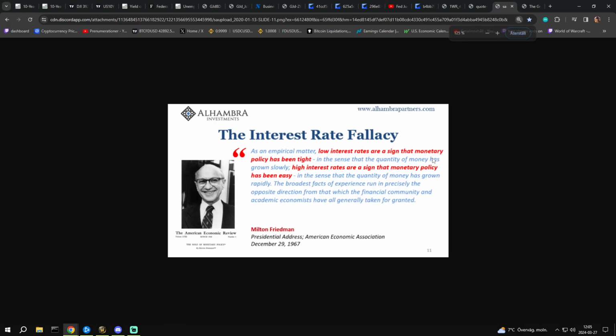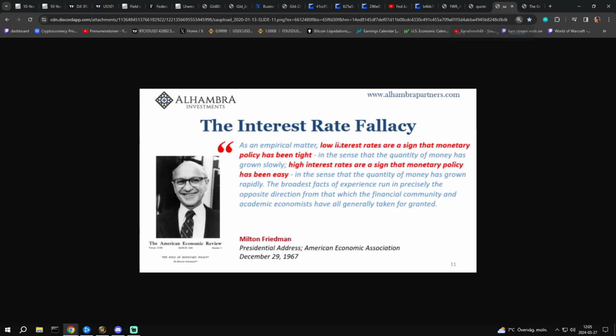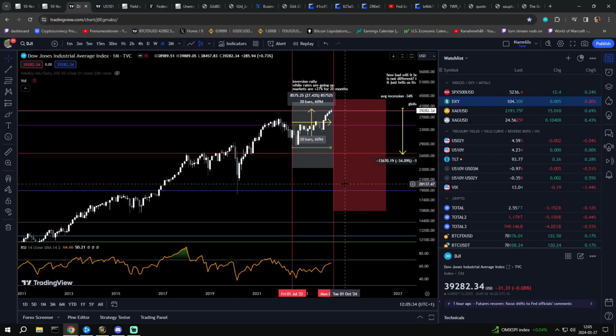What else does Mr. Friedman have to say? The interest rate fallacy as an empirical matter. Low interest rates are a sign that monetary policy has been tight, in the sense that the quantity of money has grown slowly. High interest rates are a sign that monetary policy has been easy, in the sense that the quantity of money has grown rapidly. The broadest facts of experience run in precisely the opposite direction from that which the financial community and economists have all generally taken for granted. It's backwards, meaning low interest rates is bad.